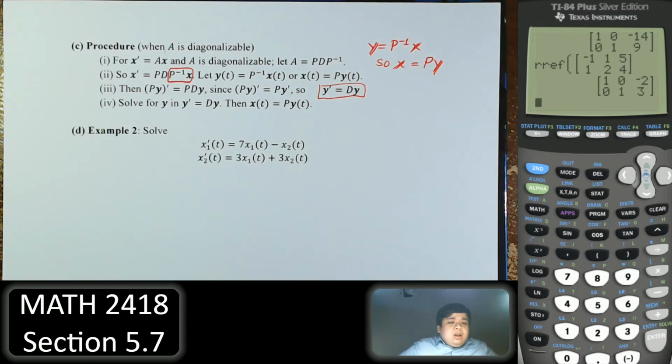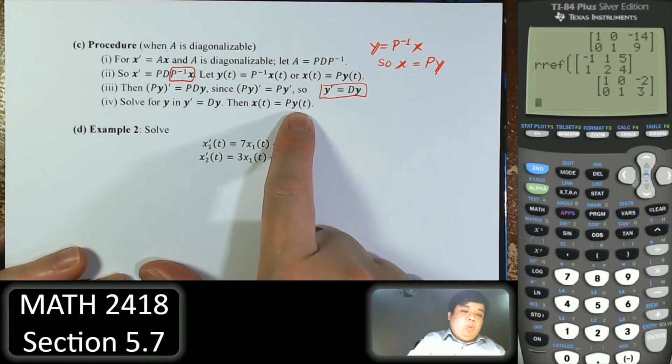Right. So bottom line is we're going to diagonalize the matrix and then still use the eigenvectors and eigenvalues. This time we're not using the eigenfunction. We use the eigenvector as P, and we write the solutions P times Y of t.